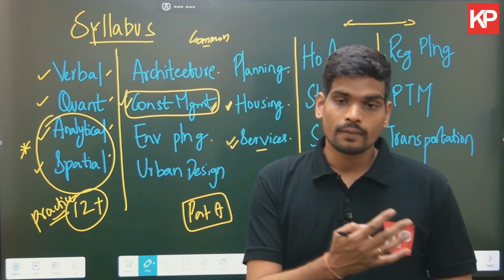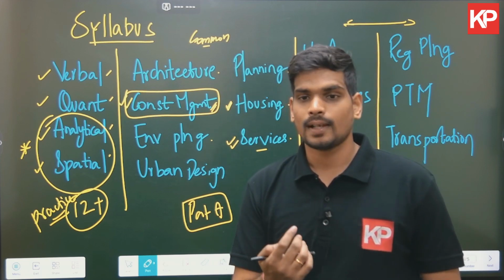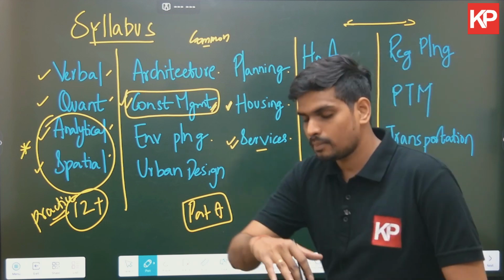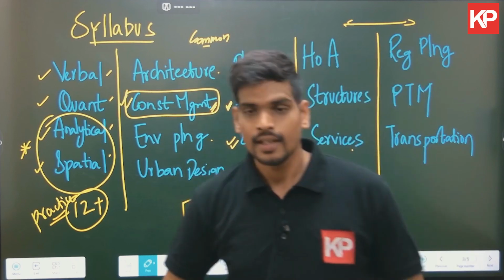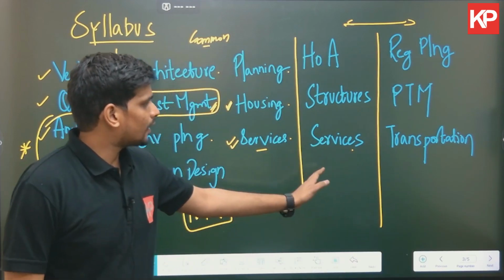Know subjects important from a numerical point of view, and how to prepare a subject. All these are important to create a boundary for your preparation. So that was an overall idea on the common part. Now moving on to part B, that is the architecture part and planning part.